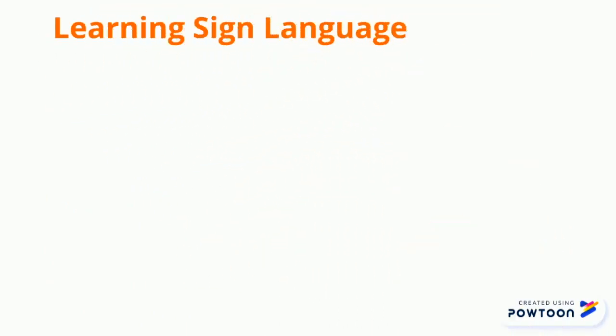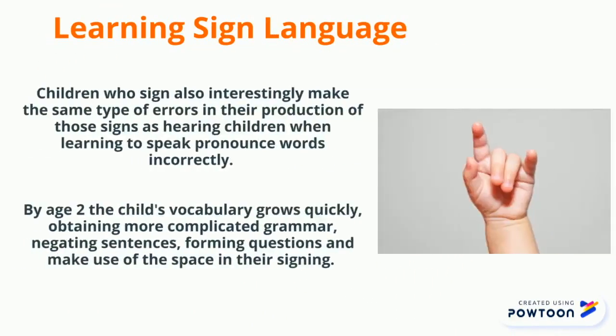Interestingly, children who sign also make the same type of errors in their production of those signs as hearing children who pronounce words incorrectly when learning to speak. By age 2, the child's vocabulary grows quickly, obtaining more complicated grammar, negating sentences, forming questions, and making use of the space in their signing.